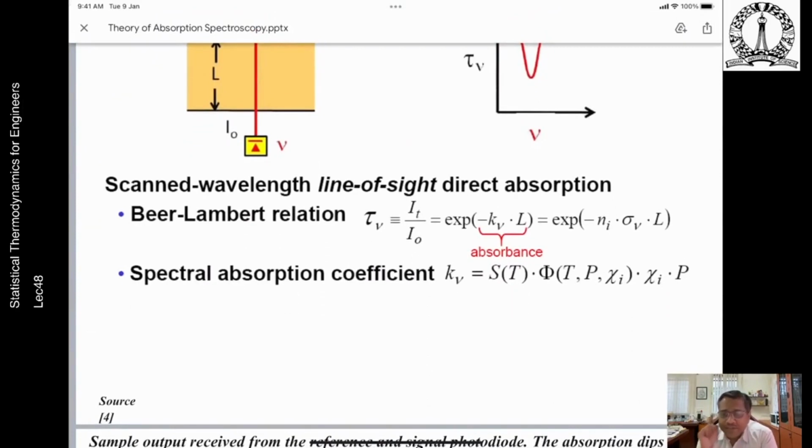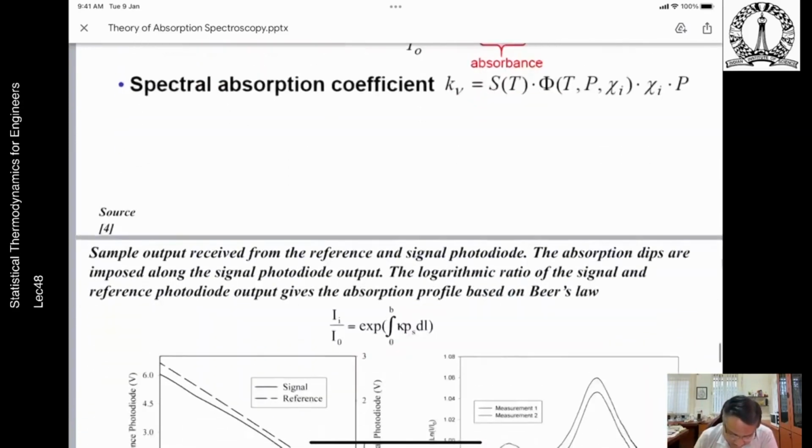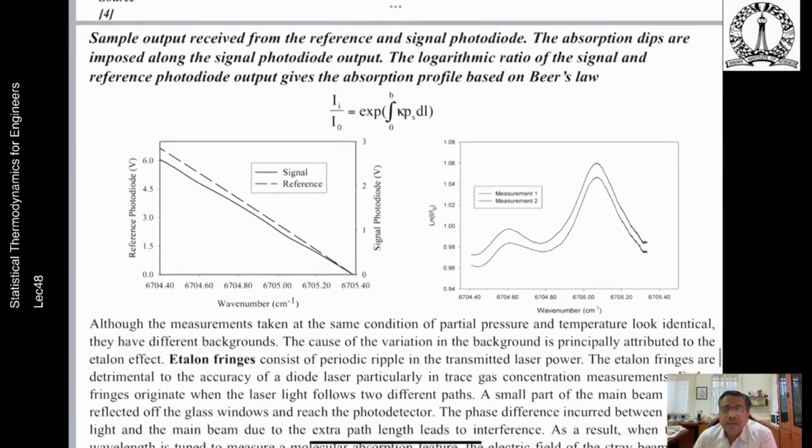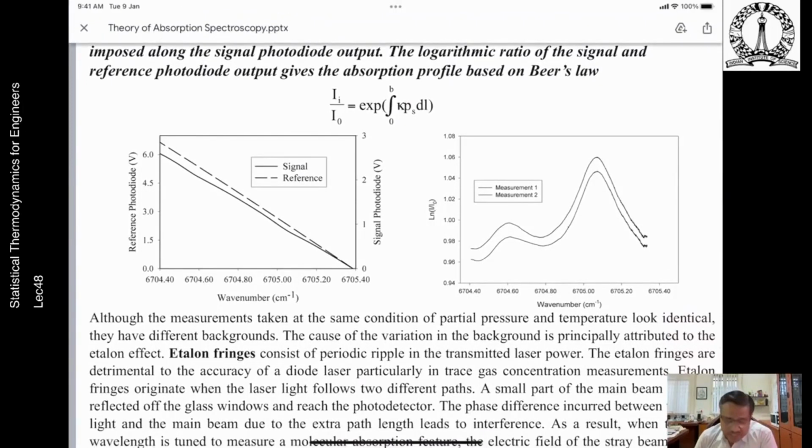So this is the line-of-sight based direct absorption. So it is averaged over the distance L. Remember the distance L? That is the distance over which we have averaged it out, right? And it is the logarithmic ratio. So you can see the two different measurements, for example, they look very identical. The base is sometimes shifted, but that is not a problem. You can just move it up and down.